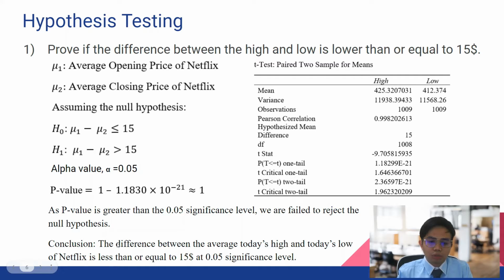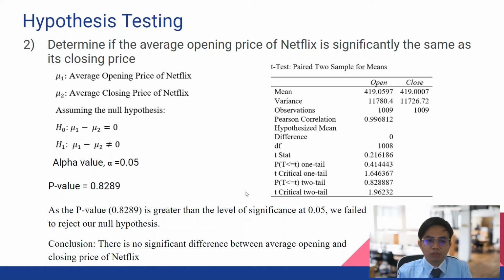So in conclusion, we can conclude that the difference between the average today's high and today's low of Netflix is less than or equal to $15 at the 0.05 significance level. For the second hypothesis testing, we need to determine if the average opening price of Netflix is significantly the same as the closing price.